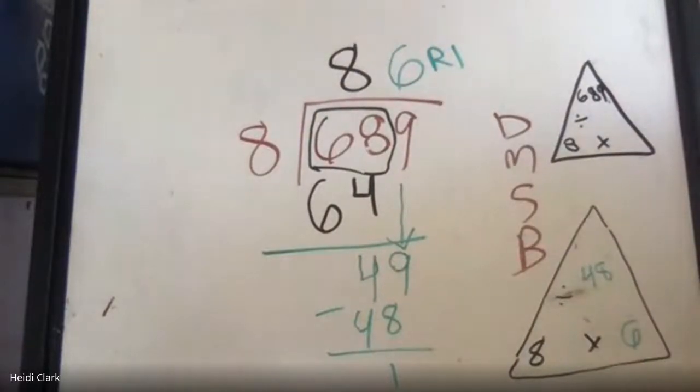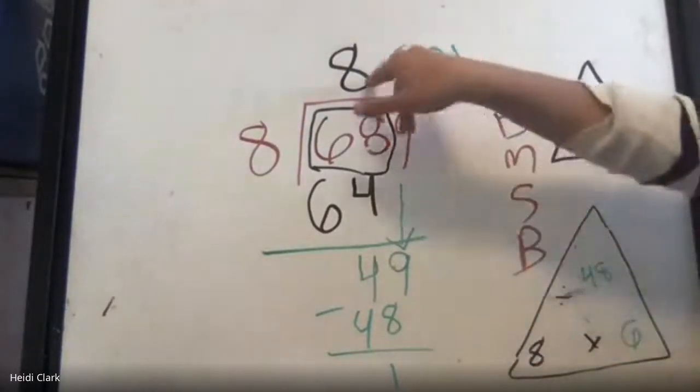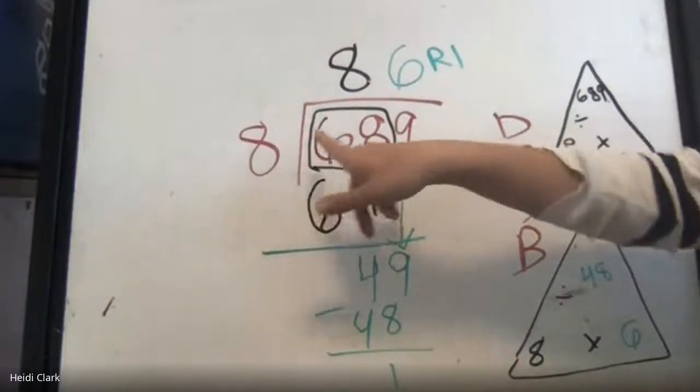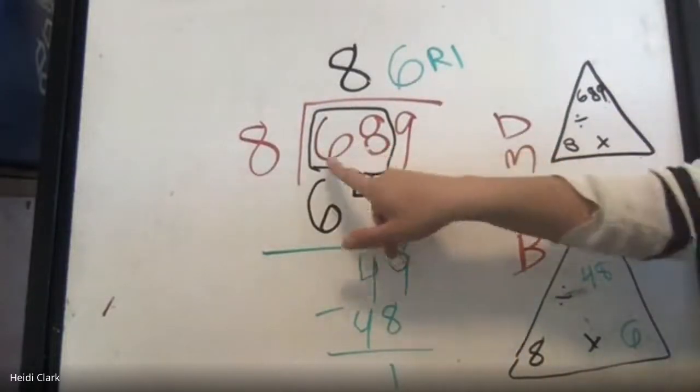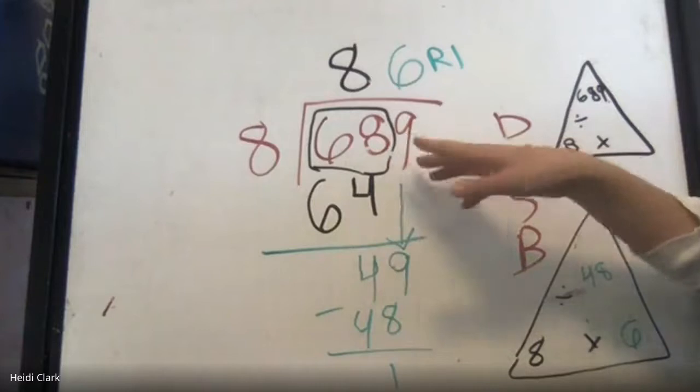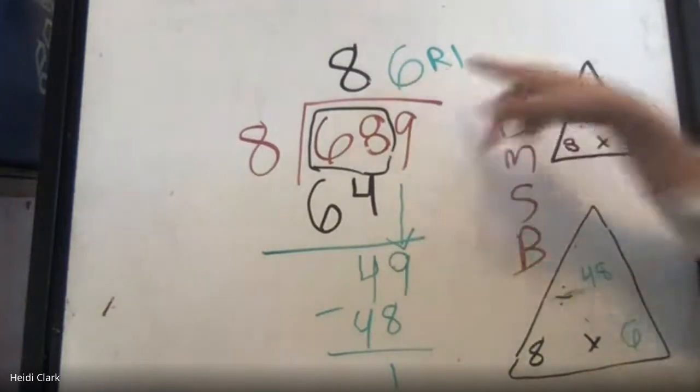When you check this with multiplication, you should do 86 times 8, and it should equal 688, not 689, because you can't make 689, but that's why we have the remainder of 1.